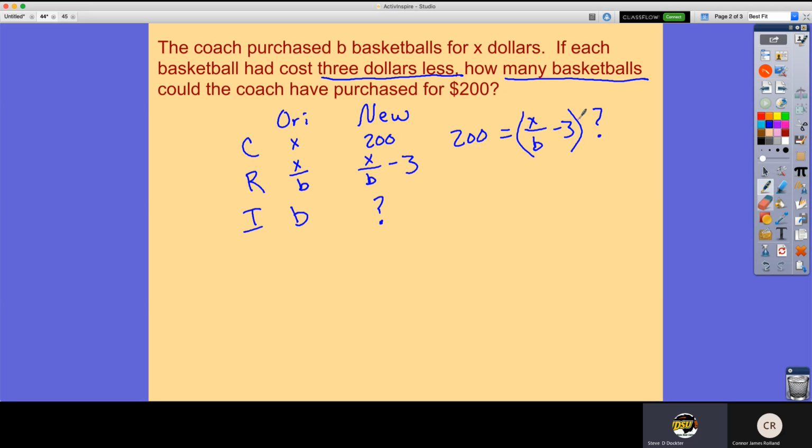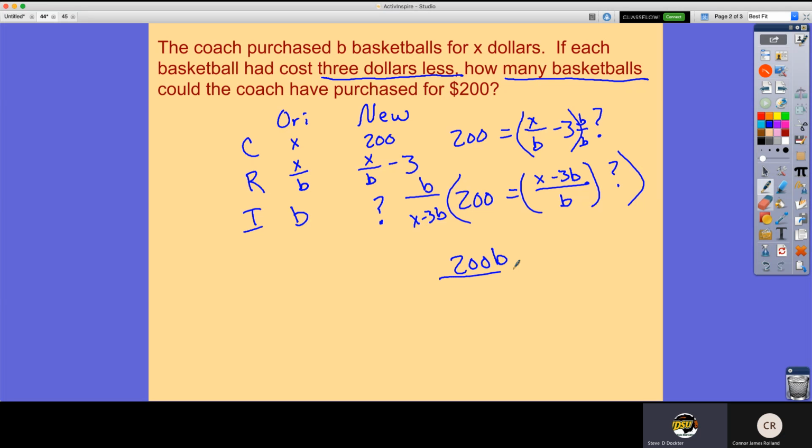We got to get common denominators here. So we're going to multiply top and bottom by B here. So we've got 200 equals X minus 3B over B times the number of basketballs. And then we just multiply by our reciprocal on both sides. So we get 200B over X minus 3B basketballs.